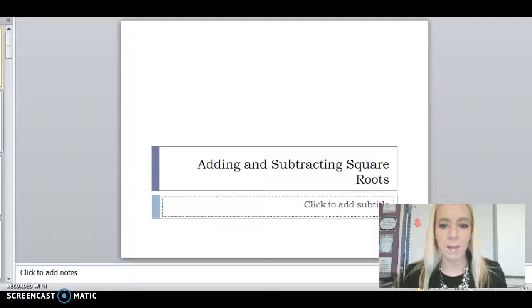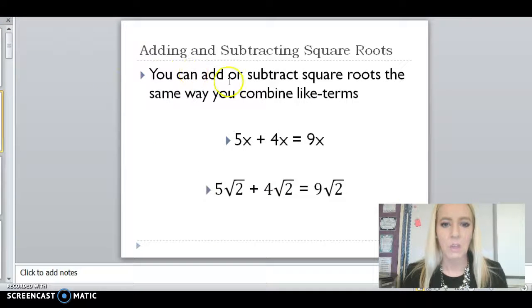So let's talk about adding and subtracting square roots. You can add or subtract square roots the same way you combine like terms. Going back to our unit in algebra, if two variables are the same, you can combine them because they're like terms. So 5x plus 4x is equal to 9x. The x stays the same, and then I add the terms up front. Same way with square roots.